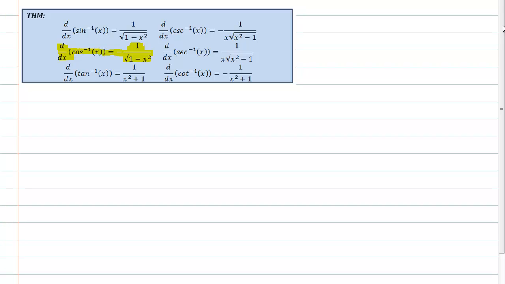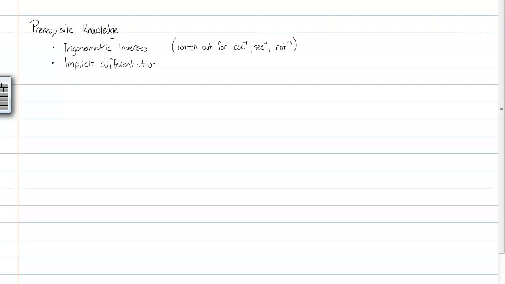The other piece of information I need to talk about is what our prerequisite knowledge should be, and a bit of a warning. You should know about trigonometric inverses, but I'm going to make a little warning about the cosecant inverse, the secant inverse, and the cotangent inverse, because they're defined somewhat differently for calculus than they were for trigonometry. Also, you should be pretty strong with implicit differentiation, or at least be able to handle yourself with it. Now let's talk about trigonometric inverses really quickly, because it is going to be a tripping point for people.